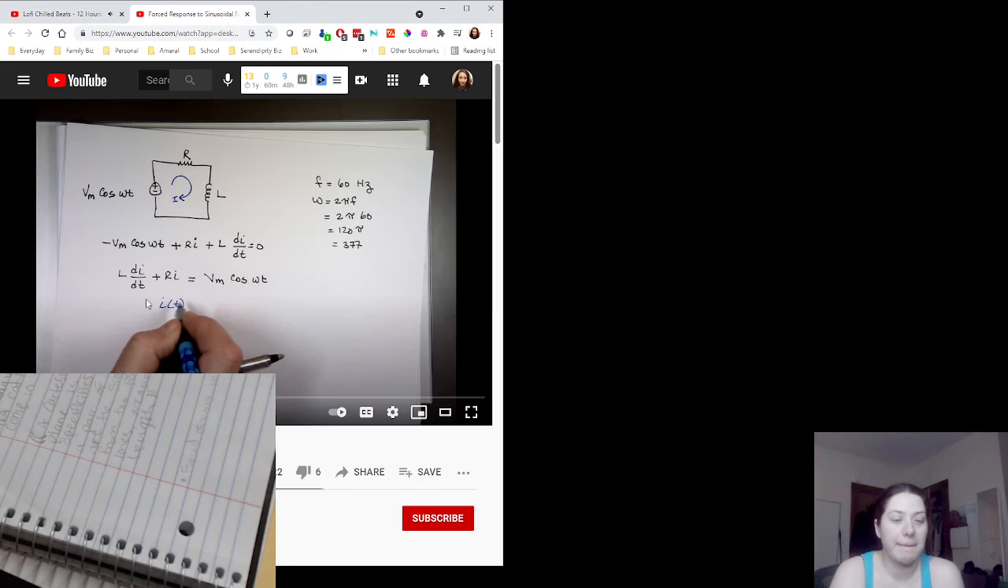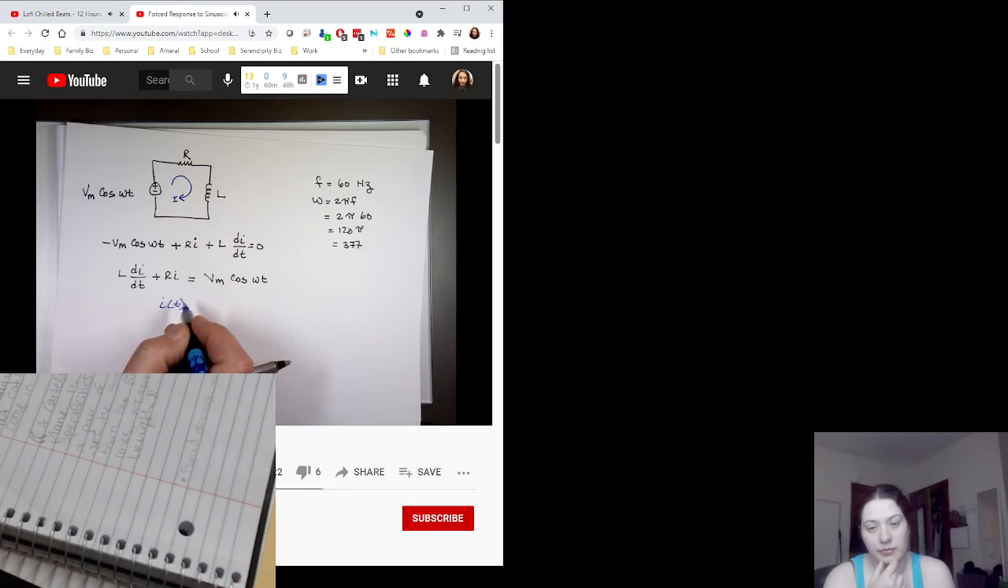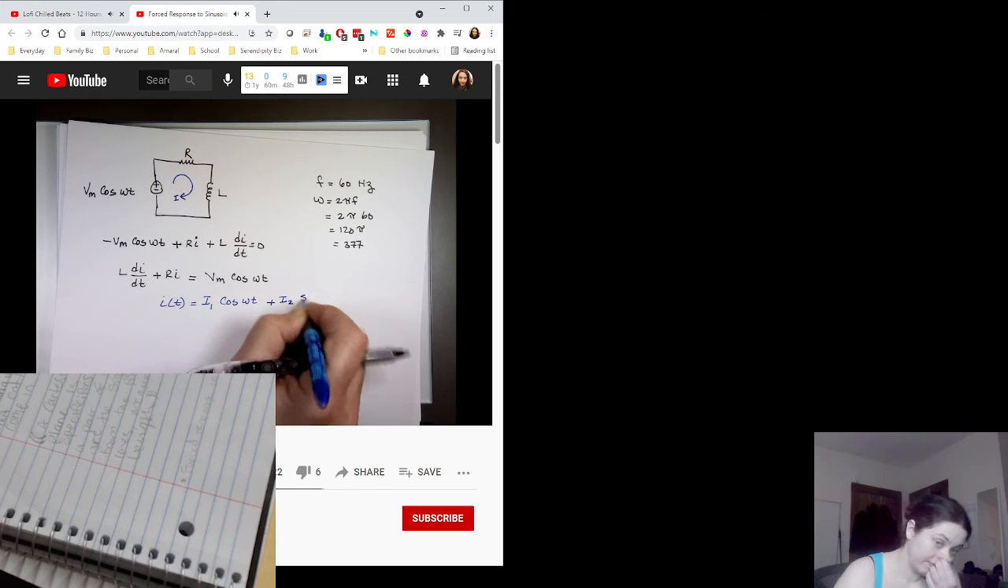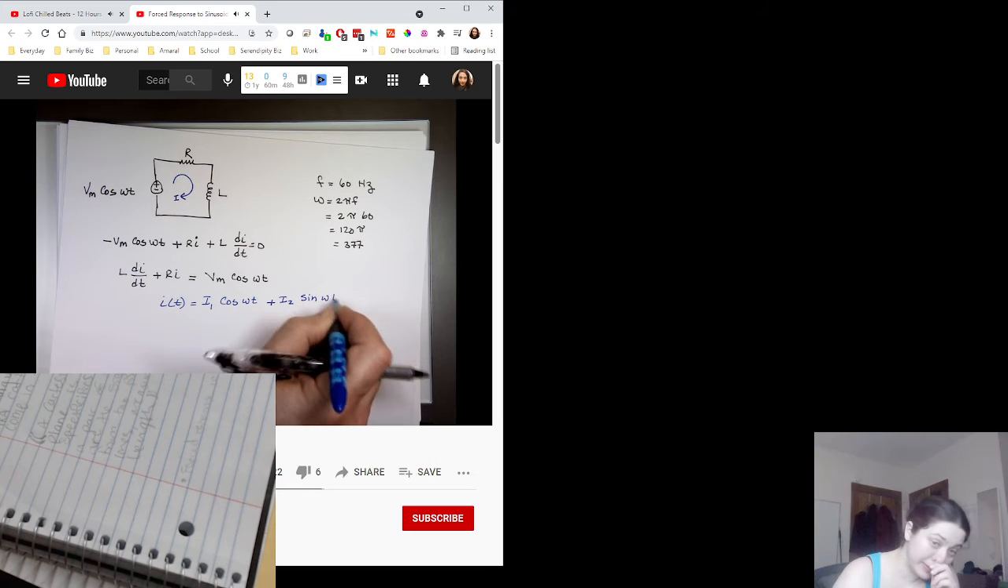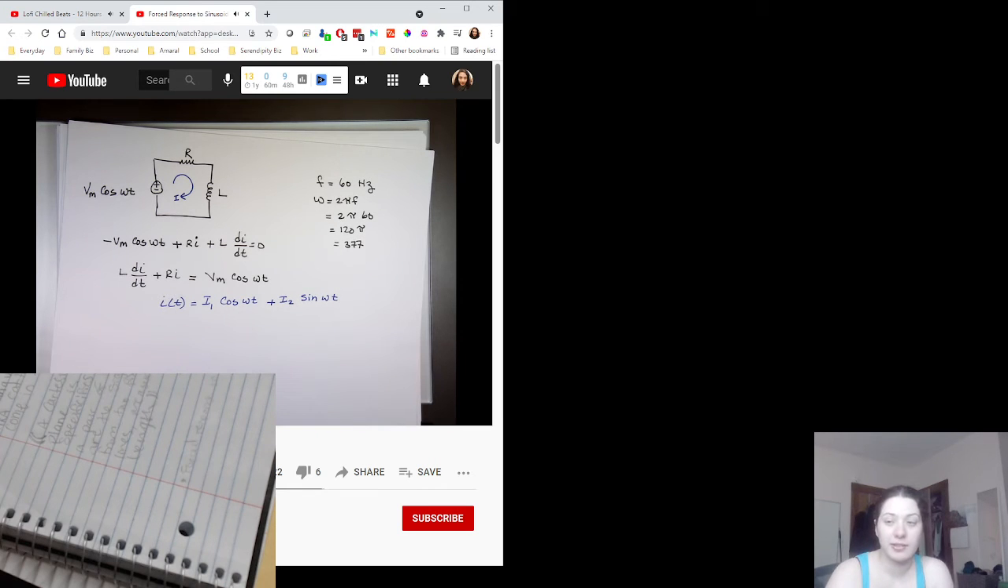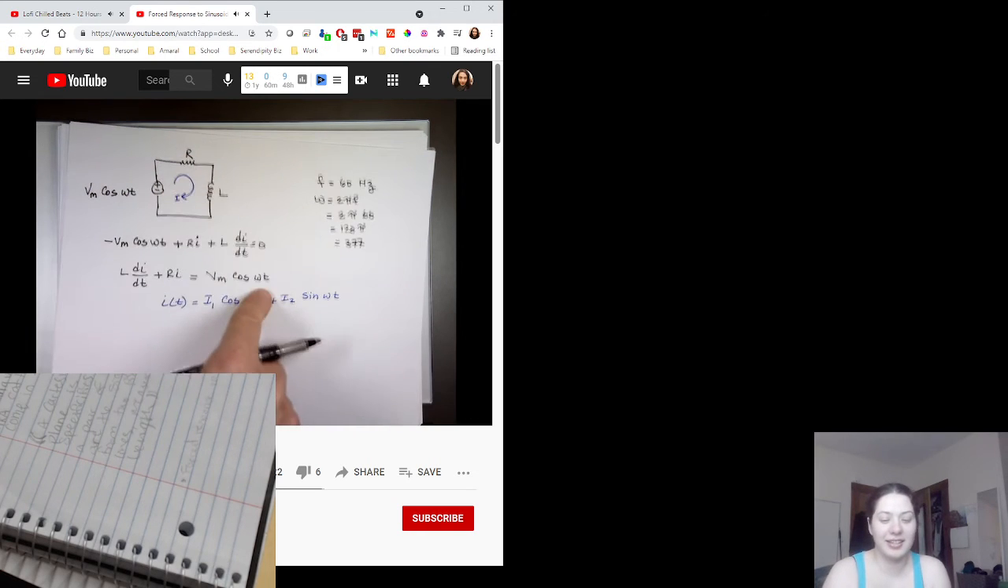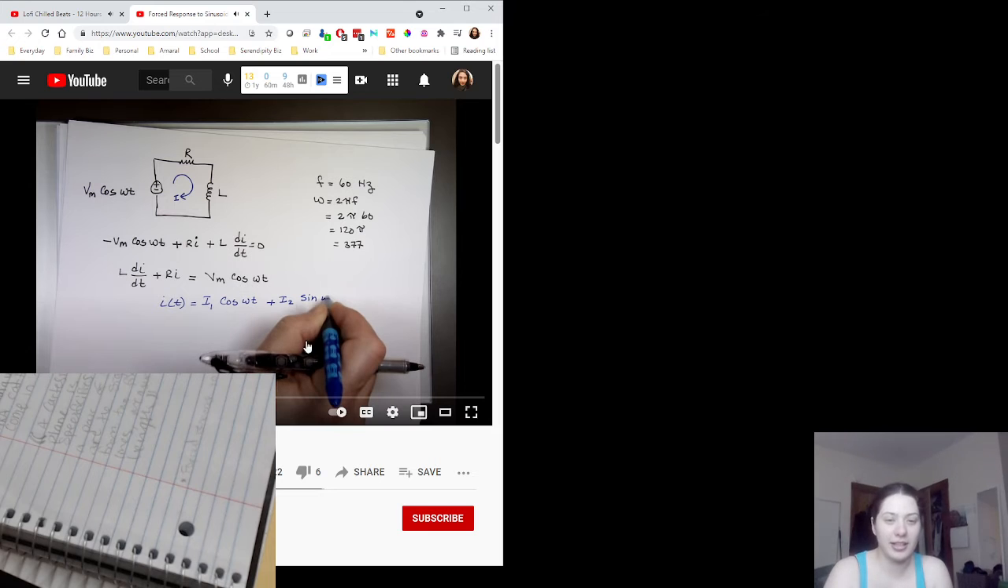Okay. And we'll call it some constant, I have no idea what that number is, some value, cosine WT, plus some number, sine WT. Where did this come from? We found out that when you apply a cosine function, the voltage, the current will have a cosine function.